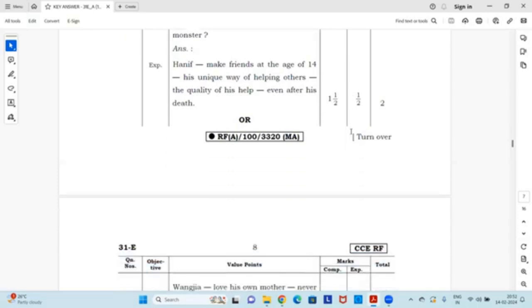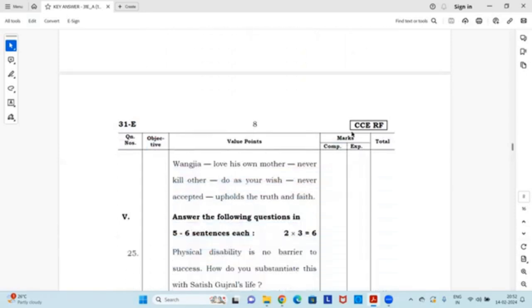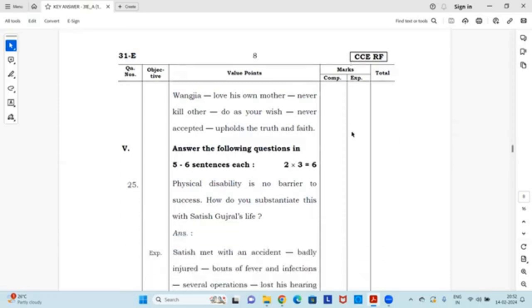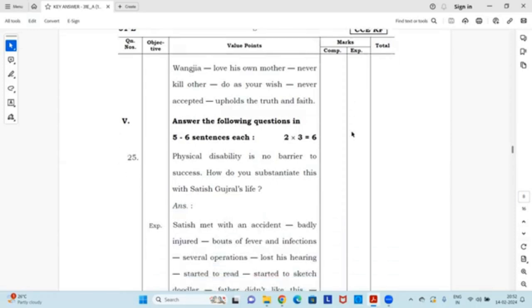Now, how did Wangjia react to the first monster? Wangjia loved his own mother. He never killed others. Because he loved his mother, he never killed others' mothers also, because as you want to happen with you, you have to do the same thing. So he never accepted this challenge, and he upholds the truth and faith. So this is how the chapter goes, and your answer is also in the same way with the key points here.